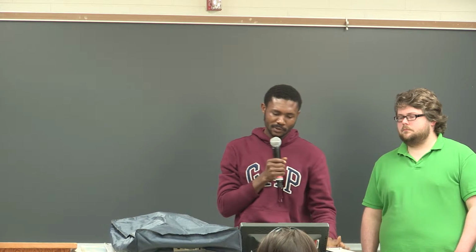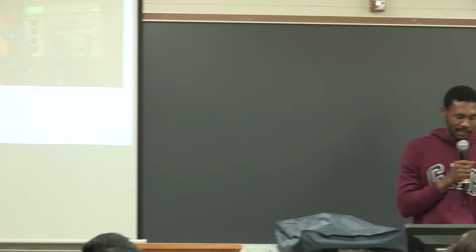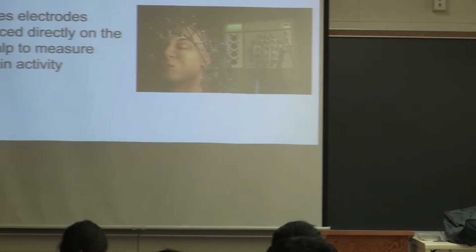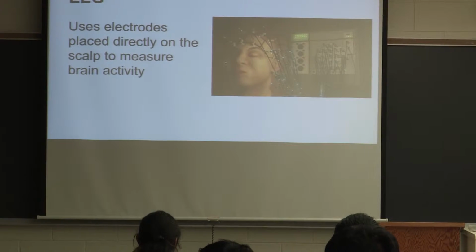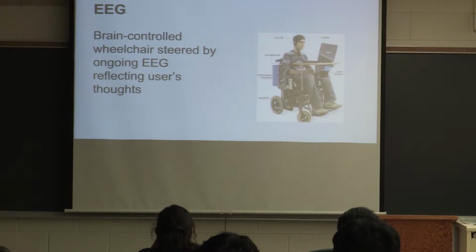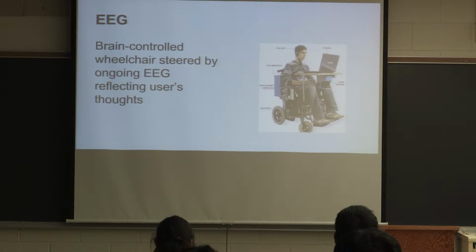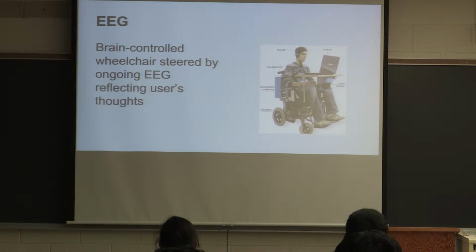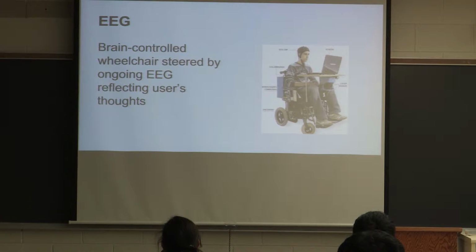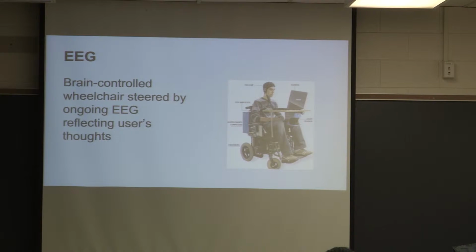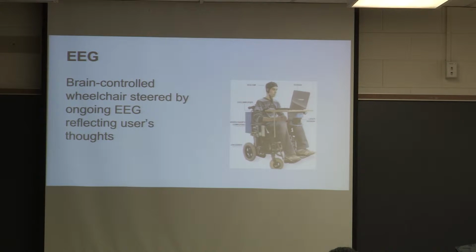Then the last one I'll be talking about is the EEG, which uses electrodes placed directly on the scalp to measure the brain activity. In recent research, I think that was 2013, last year, they were able to develop a brain-controlled wheelchair in which someone with a disability could move that wheelchair with a thought pattern that is going on in his mind. If he sits on the wheelchair and he wants it to go right, he could just have a thought of it in his mind.